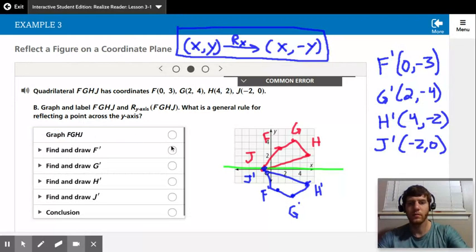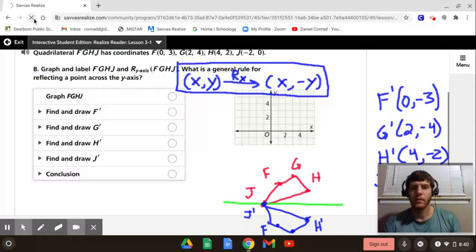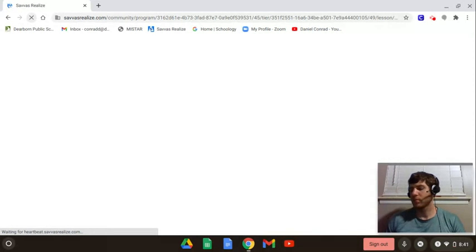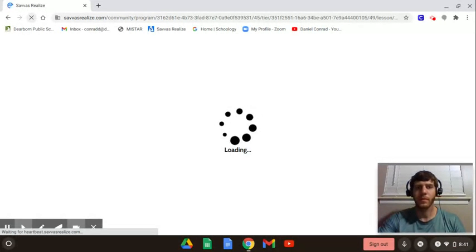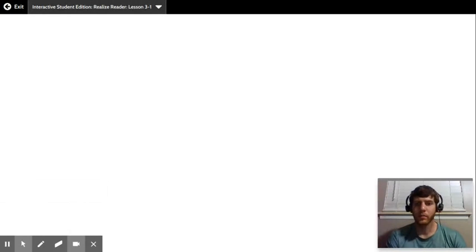Okay, so let me refresh the page, and that way the script will go away. Okay, and hopefully it will load. It loads really slow when I have the Screencastify running.